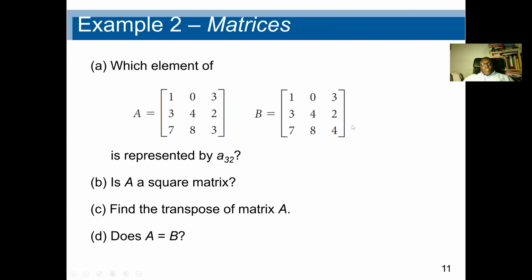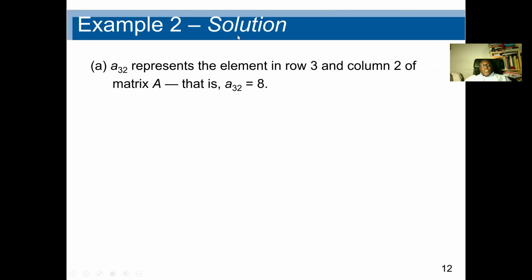Now another question says, does A equal B? We miss by one value. The third row, third column value is 3 in A, and the third row and third column value is 4 in B. So they are not the same. So these are the answers, as we said earlier.